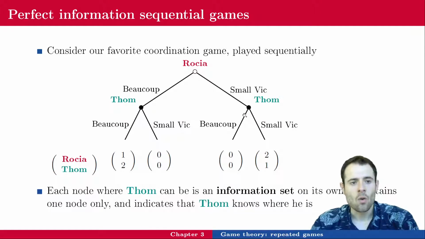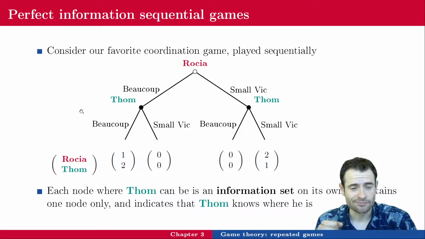This is a case where the game has perfect information. Whenever something is being played, it is observed by all the other players. Here, Tom observes what Rosia did because he gets a text message.